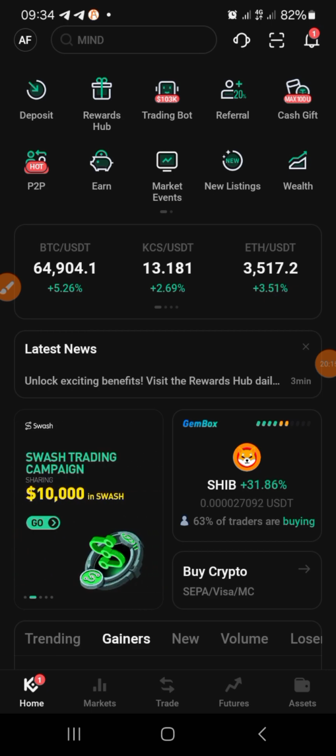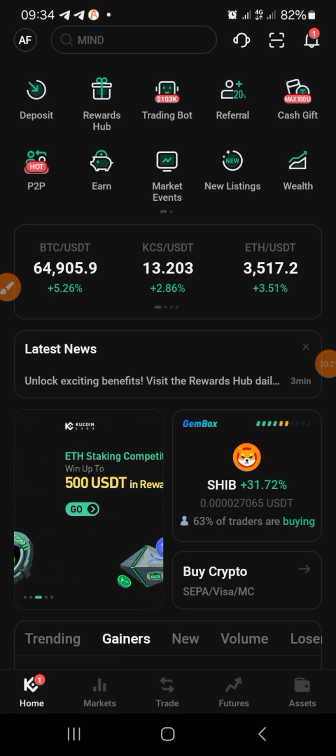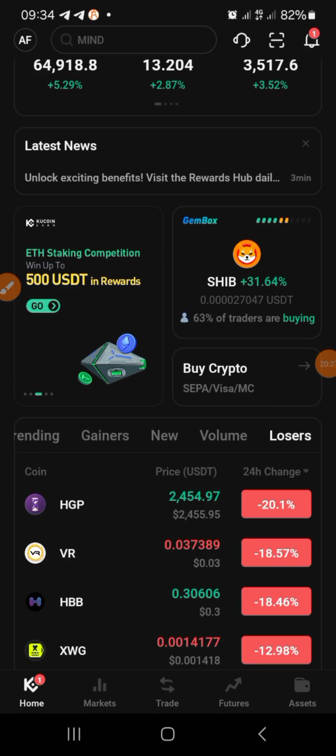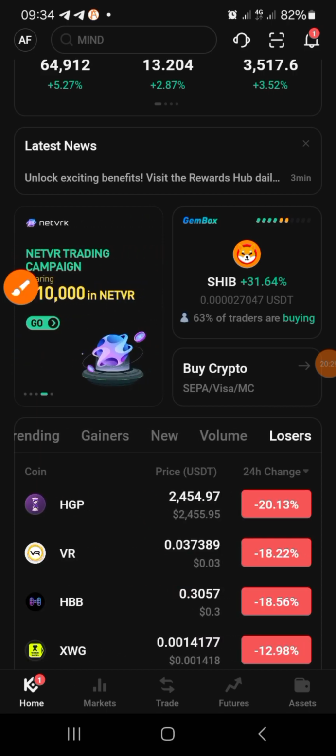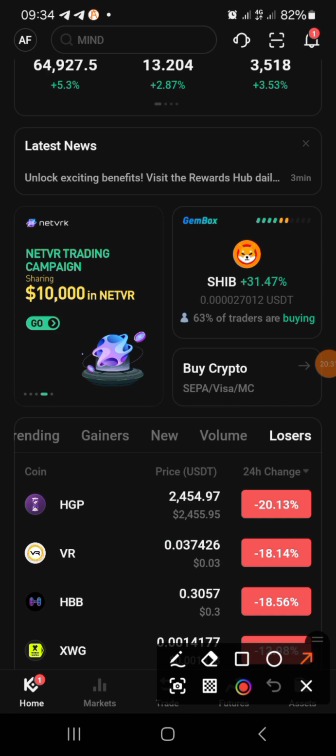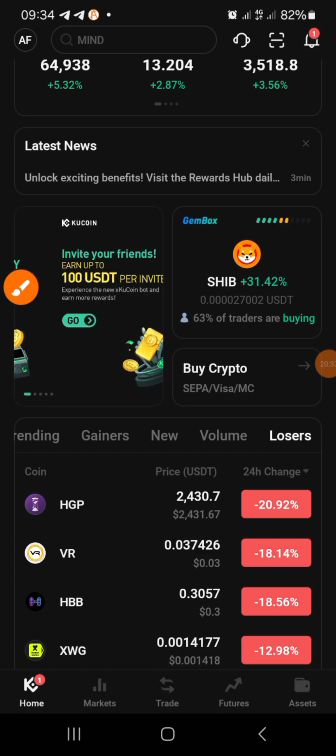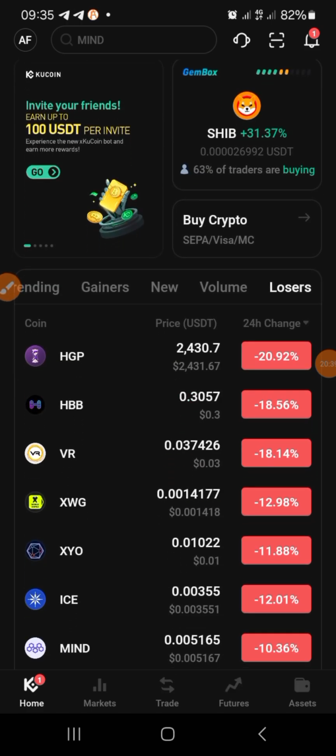So finally, how do I make profits weekly? Let's choose a coin, for example. This is how I make some kind of money. Most times I go to losers. You can see that here. Sometimes I still go to gainers, depends on what I'm looking for. If I go to losers, let me just click one of them.